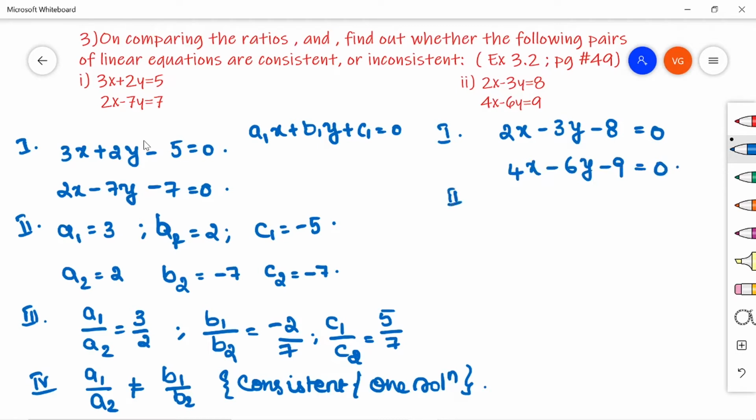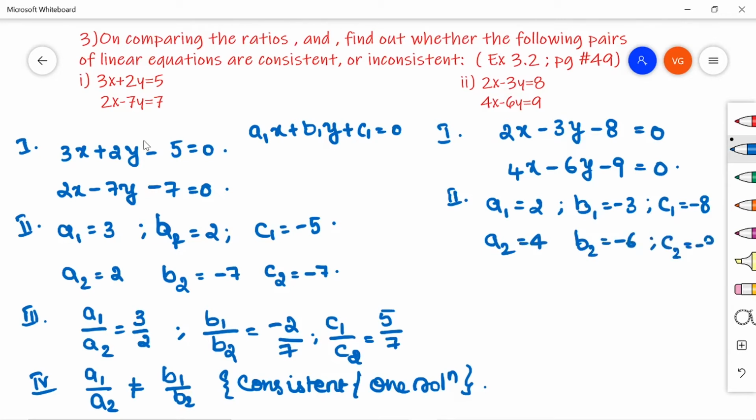Then as a second step, write down the values. A1 is equal to 2, B1 is equal to minus 3 and C1 is equal to minus 8. Then A2 is equal to 4, B2 is equal to minus 6 and C2 is equal to minus 9. So if we observe, all are like 1 by 2 only, all the ratios.